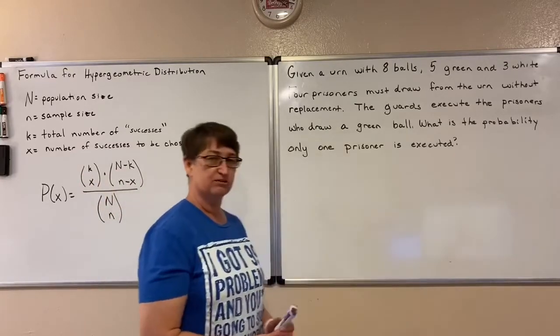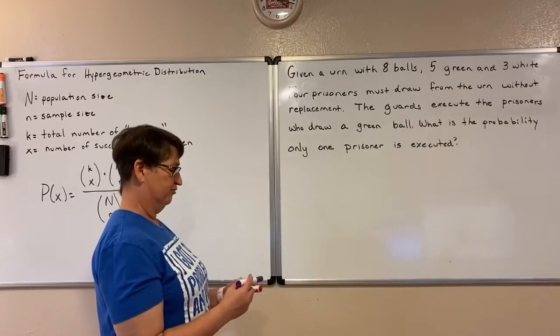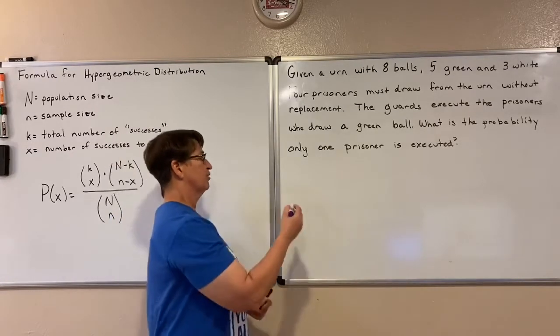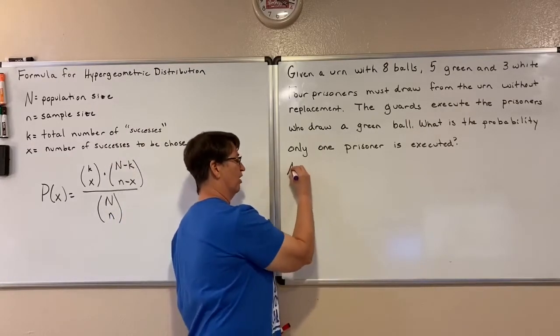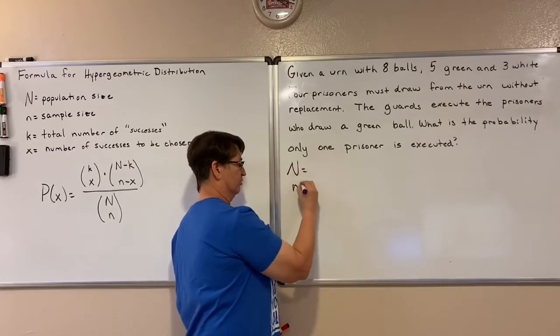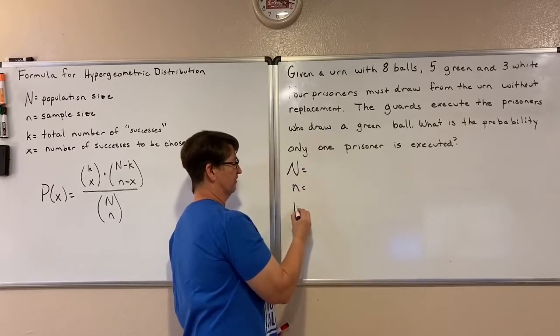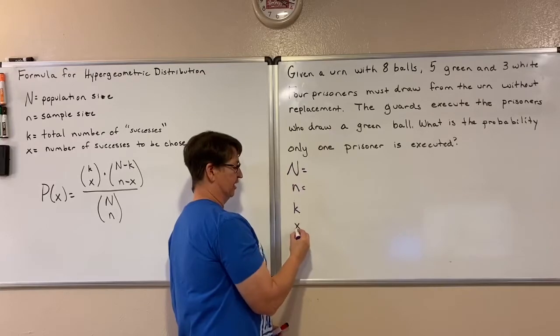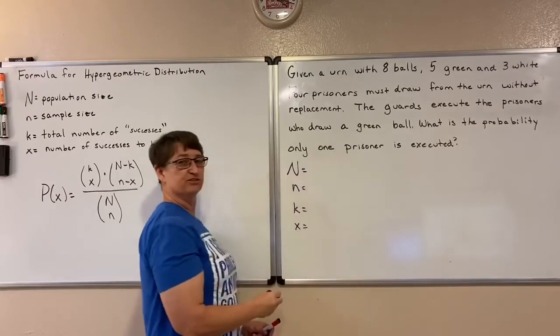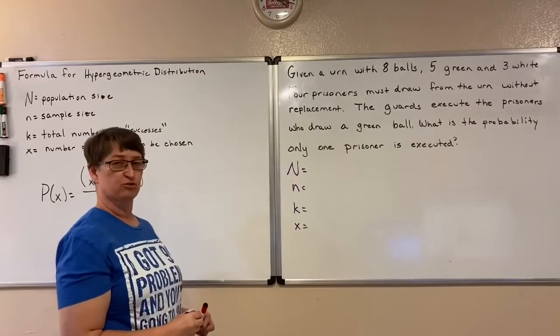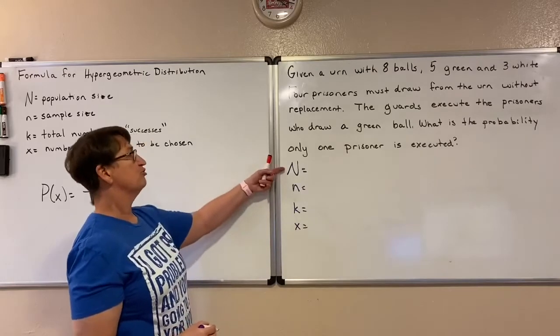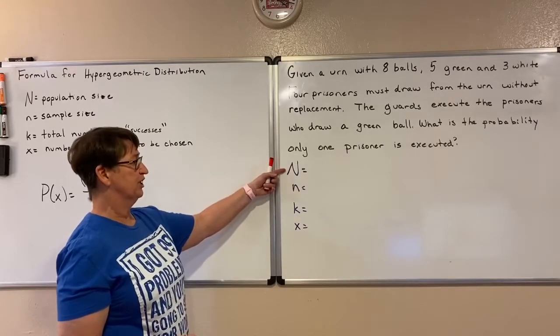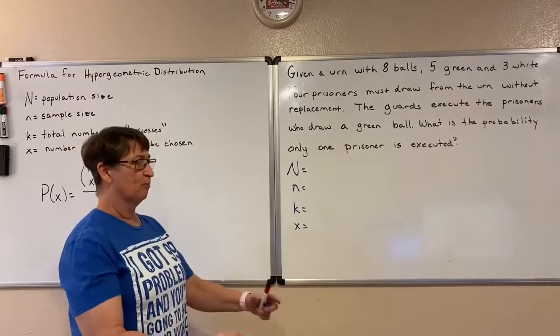So let's take a look at how this formula will work. First thing we need to do is recognize what those numbers are. So let's look first to find our population size, our sample size, our total number of successes, and the number of successes we're going to choose. So the total population here, we have a whole group of balls.